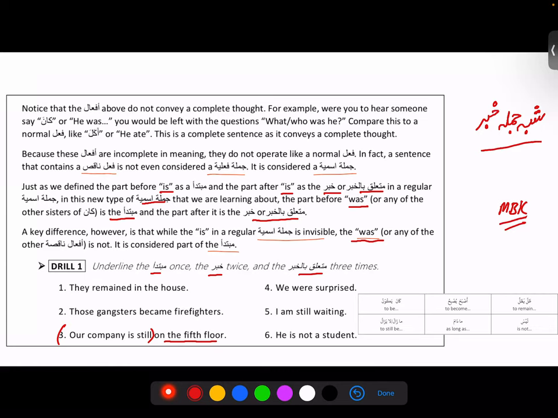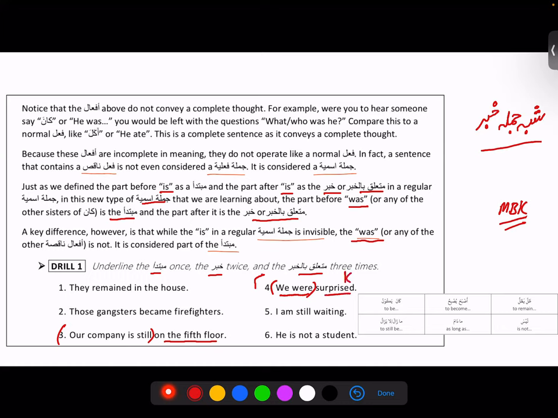Okay, we were surprised. So we were would be what? Mubtada. Yes, it will be mubtada. And what would be the exact word for it? Kanu would be they. Nahnu, so what would be the nahnu version? Kunna. That is mudare. Okay, we will see how it becomes kunna. So kunna is our mubtada and surprised would be the khabar.